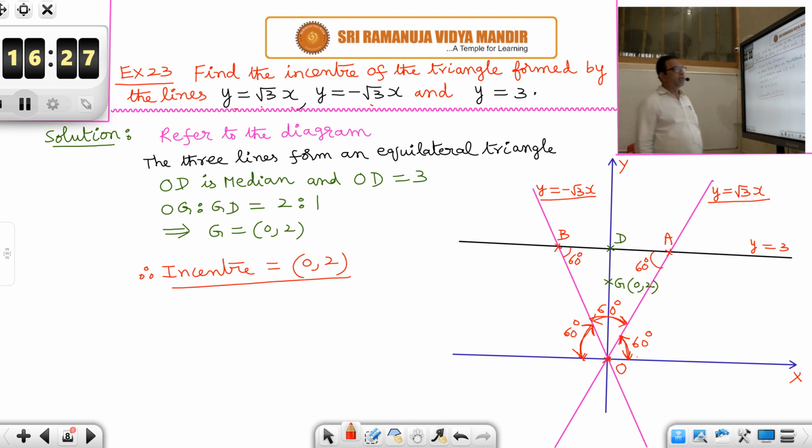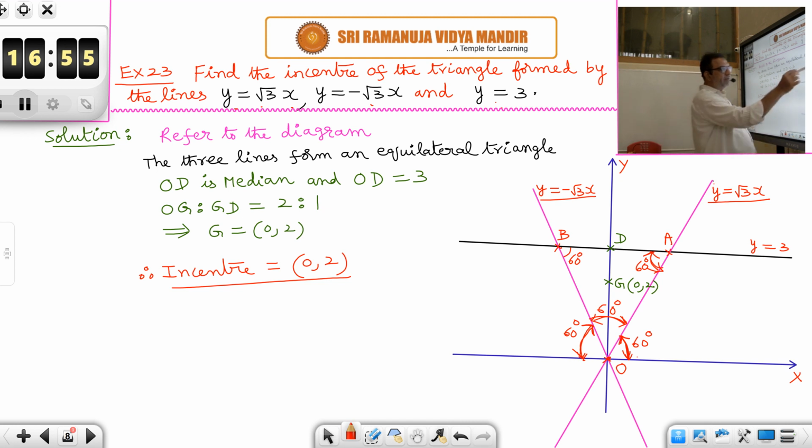Okay. The third line, y is equal to 3, is a line parallel to the x-axis at a height of 3 units above the x-axis. So the x-axis and y is equal to 3 are parallel lines, and y is equal to root 3 x is a transversal. Therefore, alternate angles will be equal. So here you get 60 degrees at the point A.